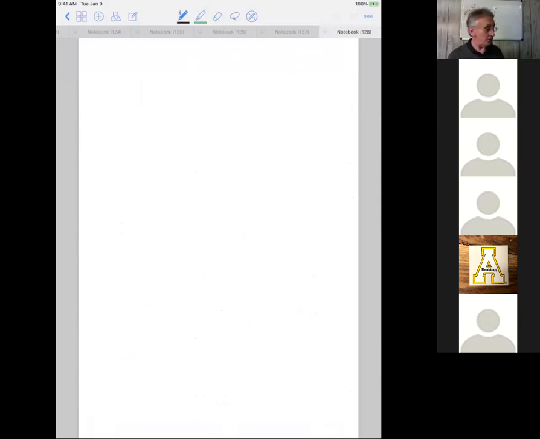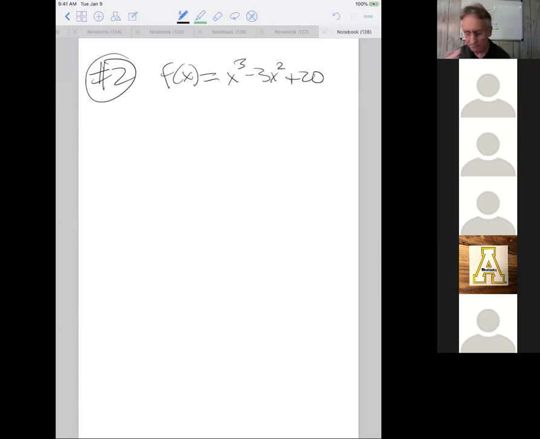Okay, let's go on to number 2. New function, number 2. The task is to find the absolute minimum and maximum. Find the absolute maximum and minimum for f of x equals x to the third minus 3x squared plus 20. Okay?